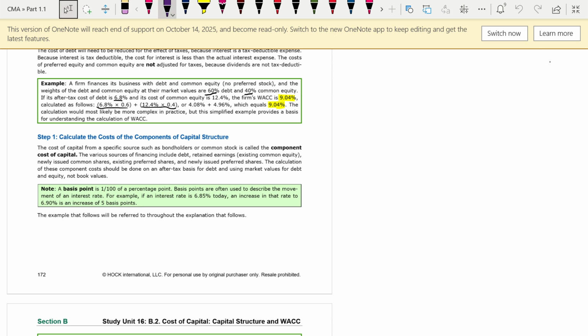What we are doing now is calculating the components of the business capital structure. Very simple, the simplest of the simplest things. What are the components of the capital structure? What will you have when you are doing these things?